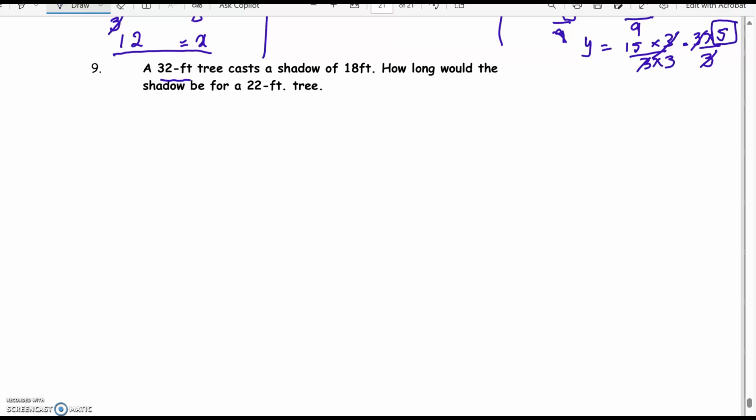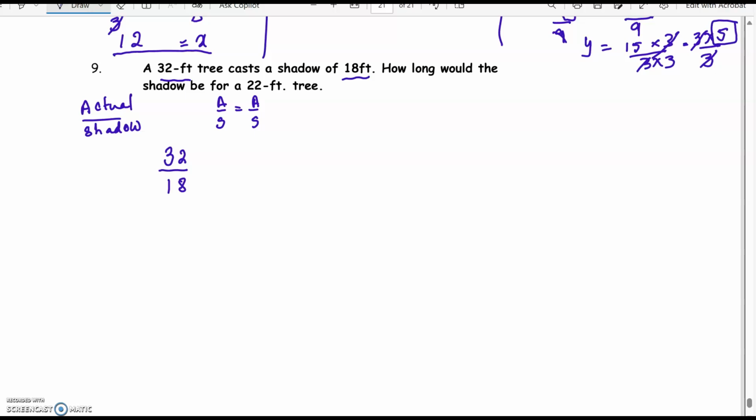So a 32-foot tree casts a shadow of 18 feet. The first sentence itself tells us it's the actual over the shadow. And the way we're going to set up the equation is actual over shadow equals actual over shadow. How long would the shadow be for a 22-foot tree? So actual is 32 feet over the shadow, which is 18 feet.